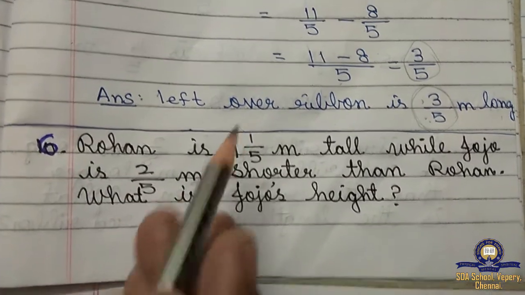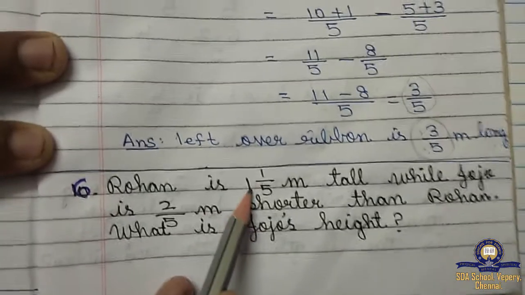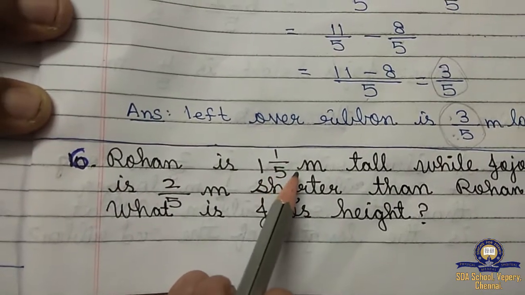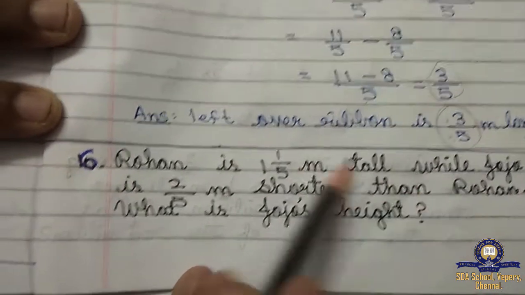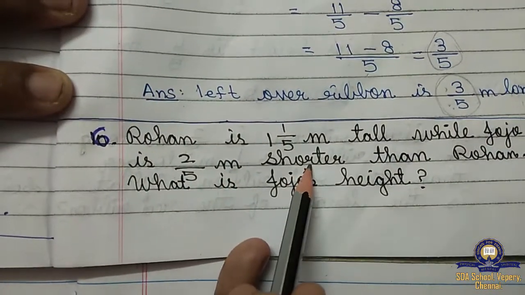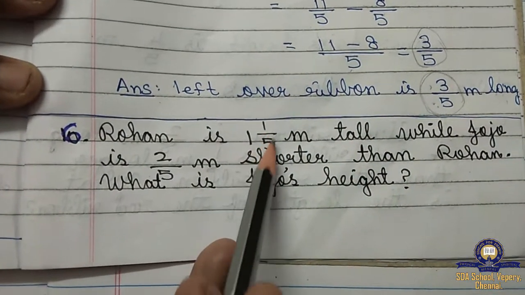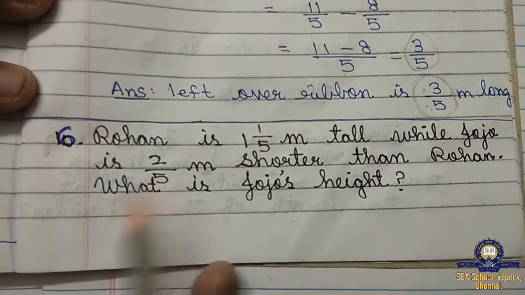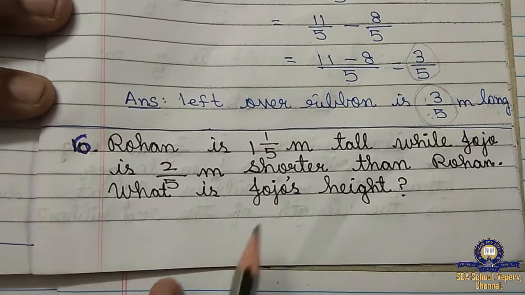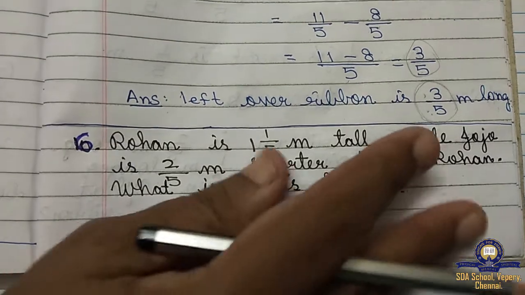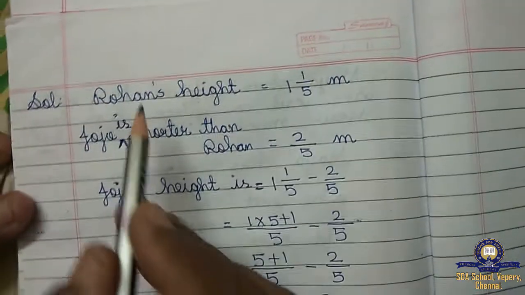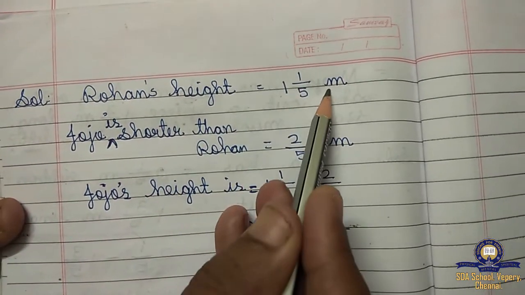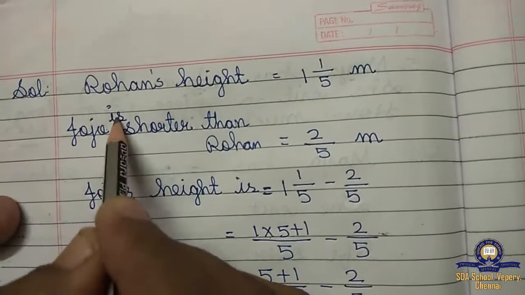Okay, children. Rohan is 1 by 5 meter tall, while Jojo is 2 by 5 meter shorter than Rohan. What is Jojo's height? So we have to find out Jojo's height. Okay, children, we'll see here. Rohan's height, how much, children? 1 by 5 meter. So Jojo is shorter than Rohan.